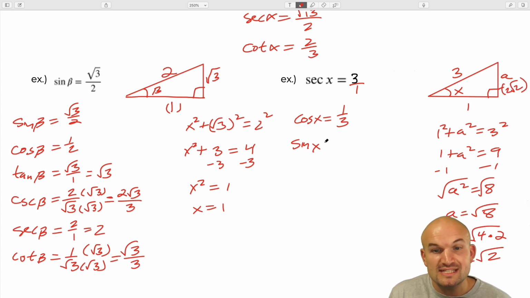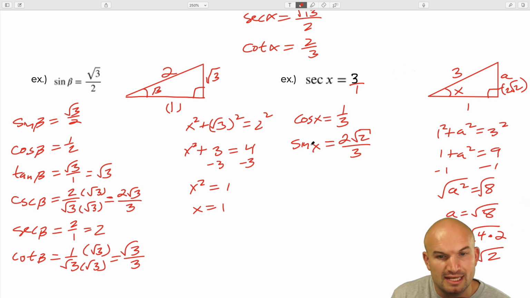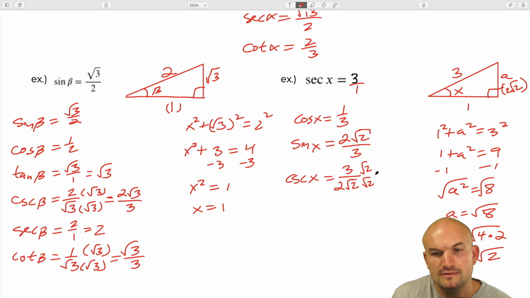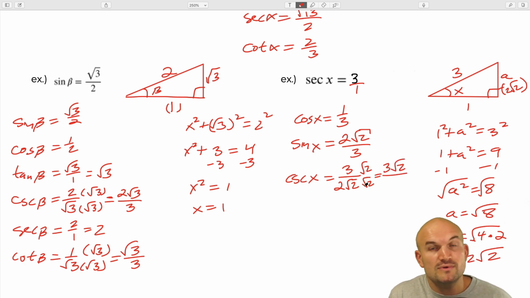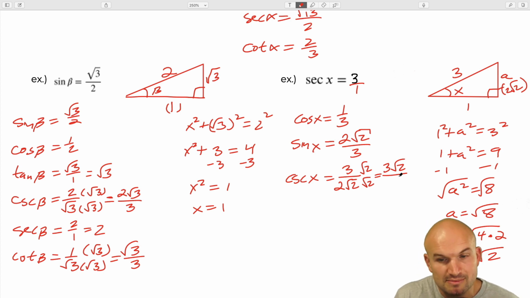Okay, so sine is going to be opposite over hypotenuse. So that's going to be 2 square root of 2 over 3. Nothing I can really simplify here, but again, if you do have one of those problems, always try to simplify the fraction if you can. The next one is the reciprocal relationship, which is going to be 3 over 2 square root of 2. If we rationalize the denominator, that's going to give us 3 square root of 2 over 4, since square root of 2 times square root of 2 is 2, times 2 is 4.